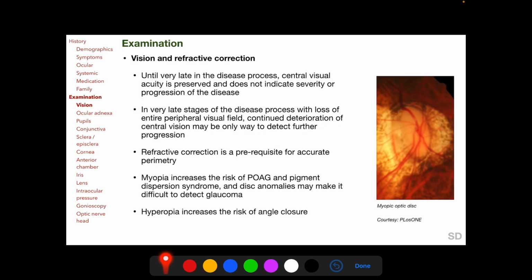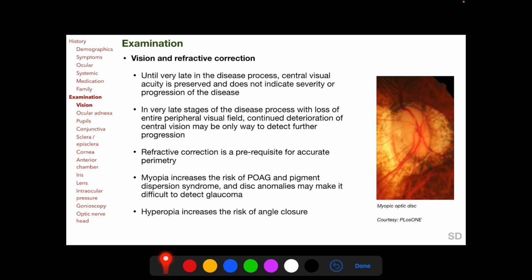Examination of a patient with glaucoma or glaucoma suspicion starts with vision and refractive correction. And we must note that until very late in the disease process, central visual acuity is preserved in glaucoma, and central visual acuity does not indicate severity or deterioration of the disease process.